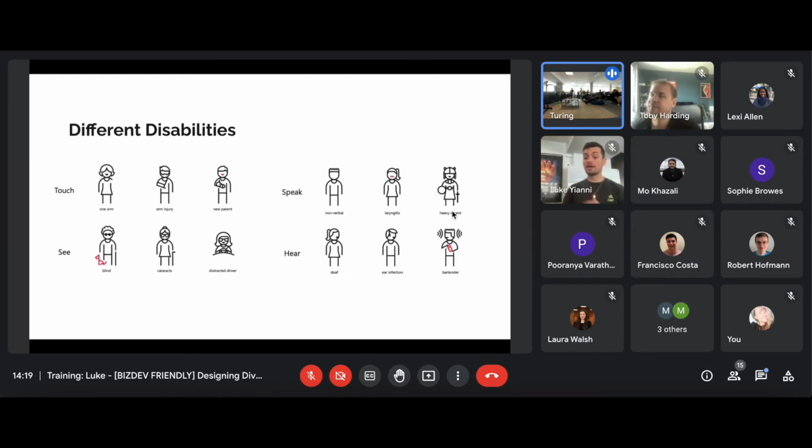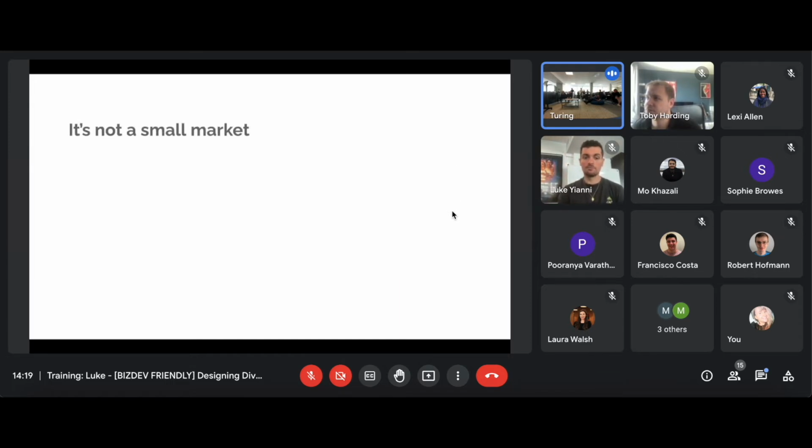So it shows that if you design for those permanent disabilities, someone with one arm, blind, nonverbal, or deaf, you are actually solving for all of those other communities as well. It's a much bigger market that you're capturing than just designing for what you imagine to be a small percentage. And it's actually not a small market, the disabled community.